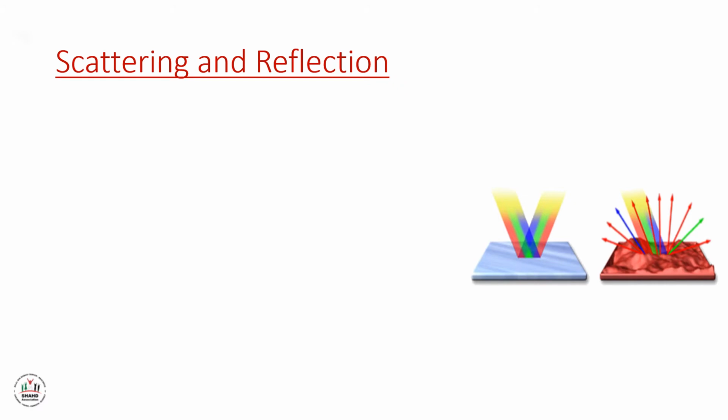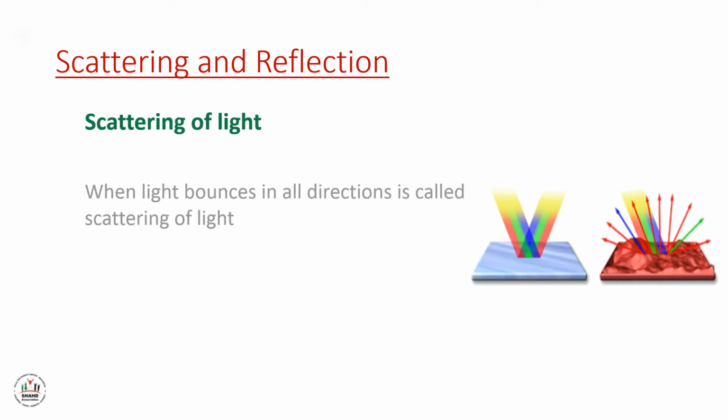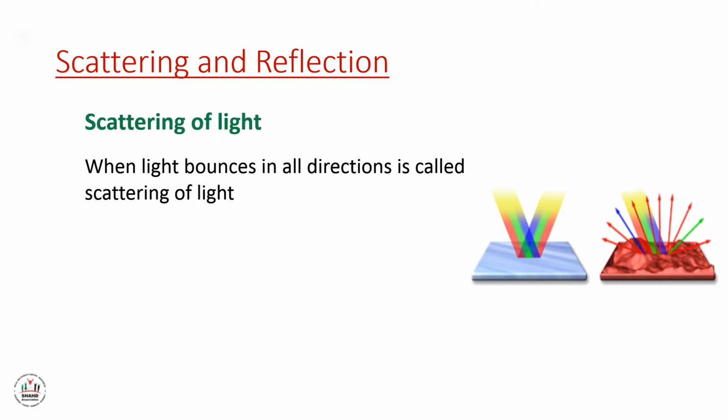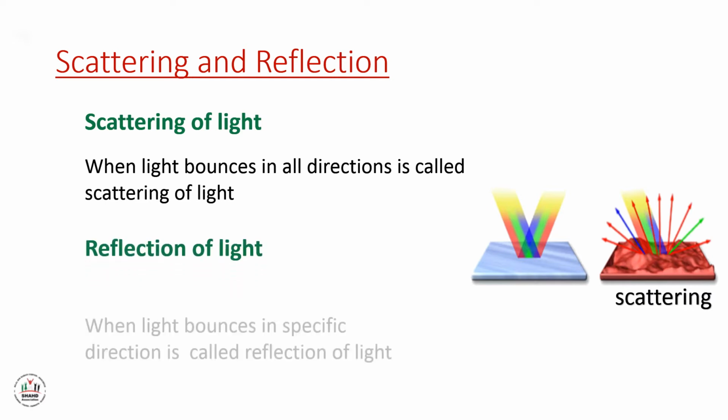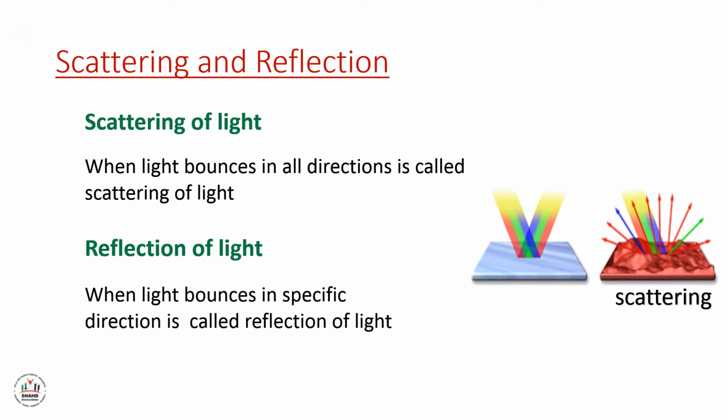At the beginning of our session, we will differentiate between two phenomena. The first one is called scattering of light, and the second one is called reflection of light. I will begin by the scattering of light. Scattering of light is when light bounces in all directions. Like in this picture, as you can see, the arrows have no specific direction. The second one is called reflection of light. This one occurs when light bounces in a specific direction, like this picture.